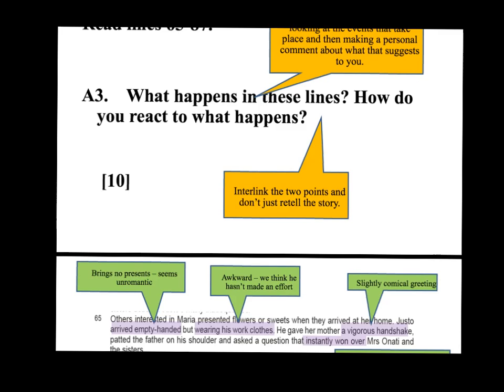So for the examiner, you're showing that you understand why that particular section has been marked off. The fact that he arrives empty-handed, he doesn't bring any present, which might seem unromantic. We also think that he's quite awkward, and perhaps initially think he hasn't made the effort because he's wearing his work clothes. He also gives an instant, sort of slightly comical greeting, but he patted the father on his shoulder and asked a question, so he's instantly won her parents over.